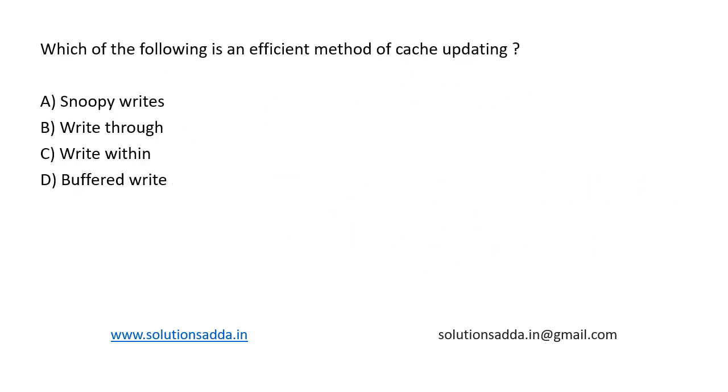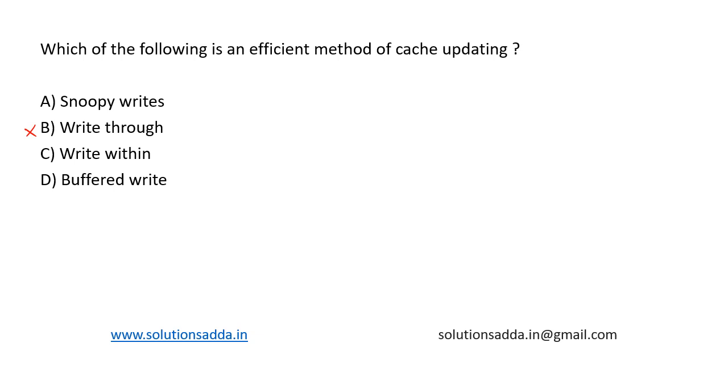This is a previous ISRO question. Which of the following is an efficient method of cache updating? Option A, Snoopy writes. Option B, write through. Option C, write back. And option D, buffered write. Let's see each option. Option B, write through. It is a cache update protocol which updates or invalidates the shared data only if needed. This protocol works via broadcasting, hence it creates a lot of traffic, so it is not efficient. Option B is not the right answer.